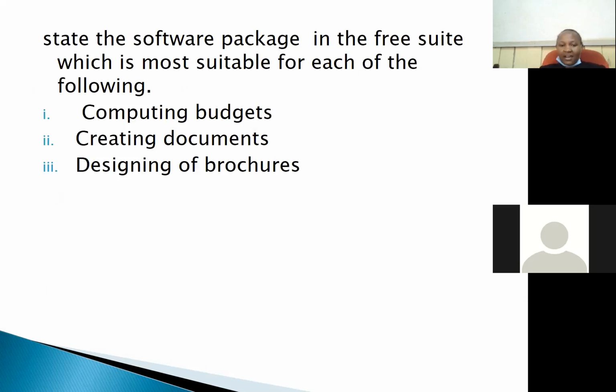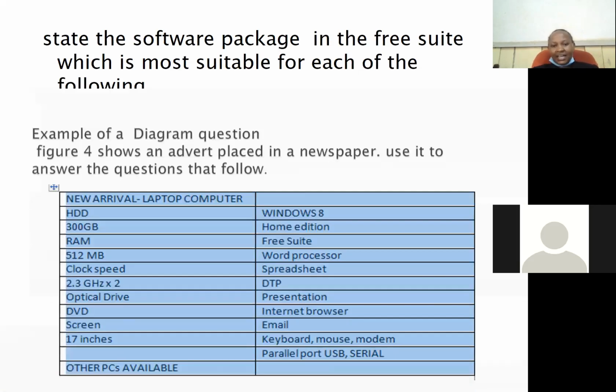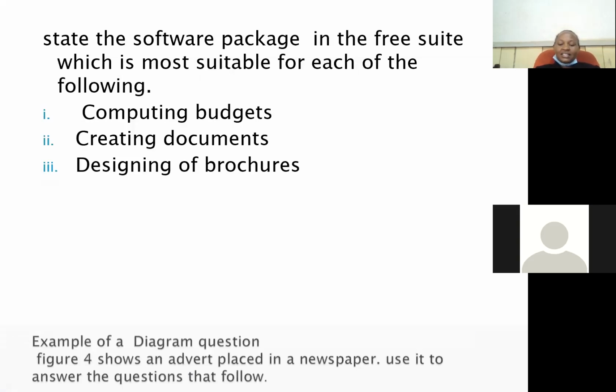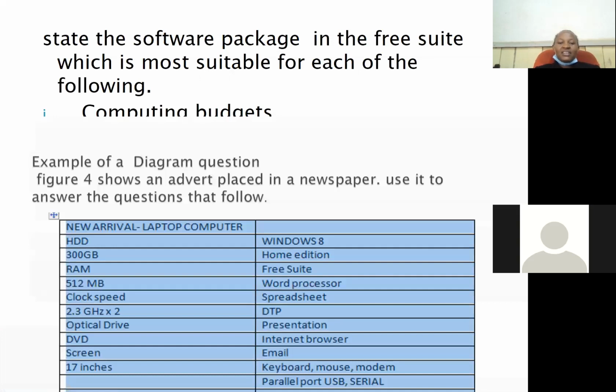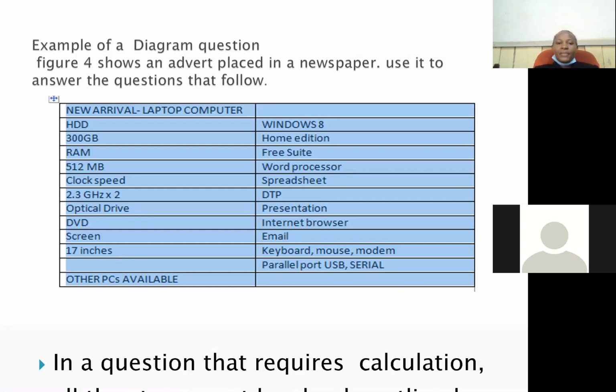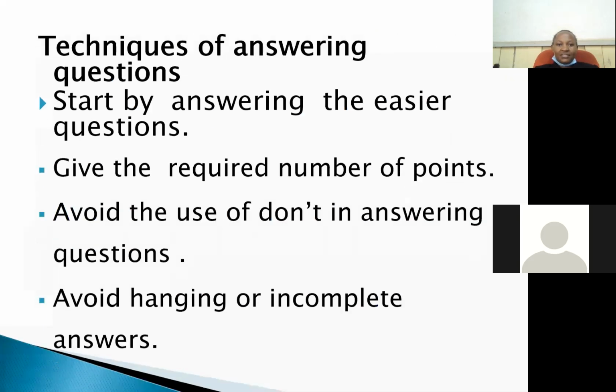Again, like here when we have creating documents, the example used in the table is word processor. You should not start by saying Microsoft Word and other examples of word processors. The correct answer here is word processor. The next one is designing brochures, and what is given here in our advert is DTP. So that is the correct answer that you are supposed to give based on the table that is given.